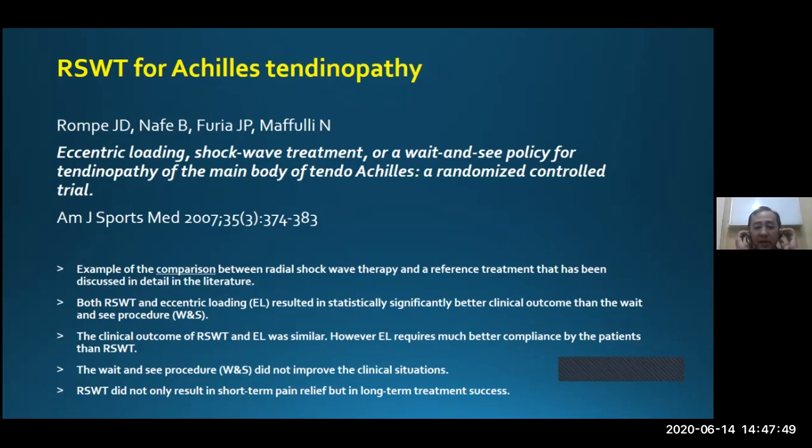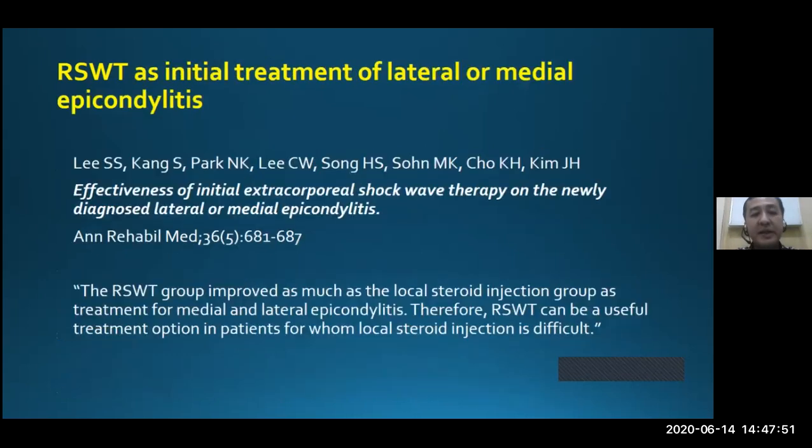And how about shockwave for the initial treatment of lateral or medial epicondylitis? Shockwave improved as much as the local steroid injection group as treatment for medial and lateral epicondylitis. Therefore, radial shockwave can be a useful treatment option in patients for whom local steroid injection is difficult.